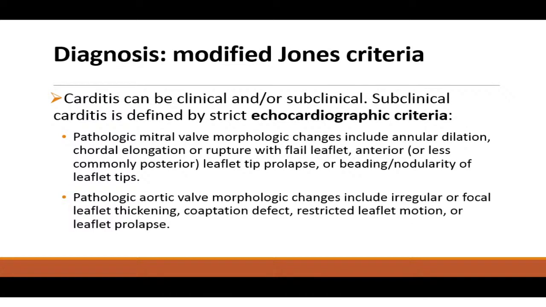Pathologic mitral valve morphological changes include annular dilation, chordal elongation or rupture with flail leaflet, anterior or less commonly posterior leaflet tip prolapse, or beading nodularity of leaflet tips. Pathologic aortic valve morphological changes are also the same. After echocardiography, if you see these changes, they are evidence of carditis.